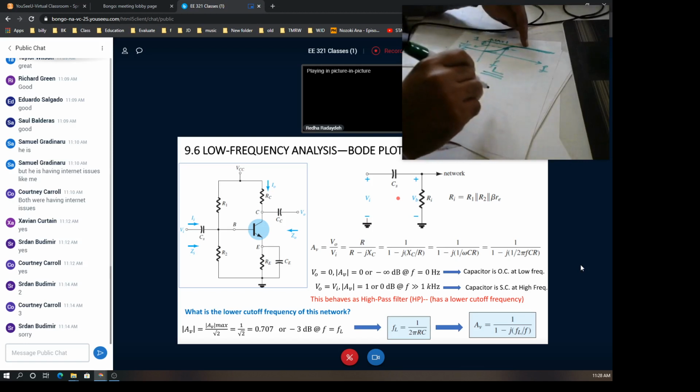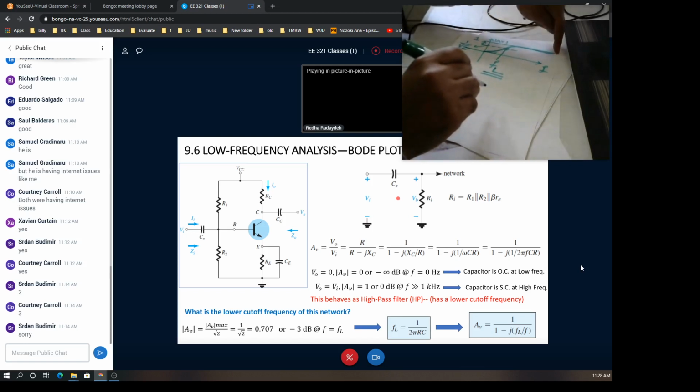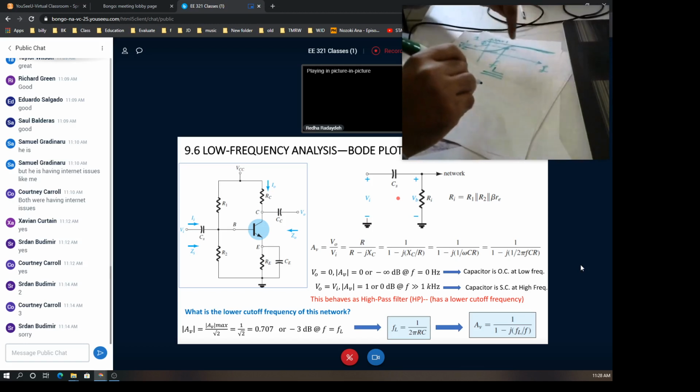Because this is a high pass filter, it has no higher cutoff frequency. Always the gain will be unity as long as that frequency is much higher than the lower cutoff frequency. There is no FH here, but there is FL, there is a low cutoff frequency.